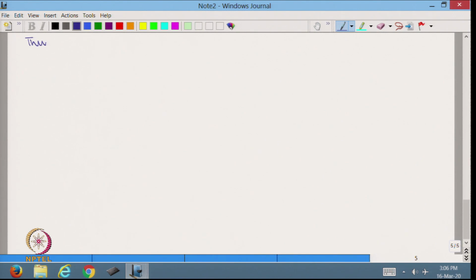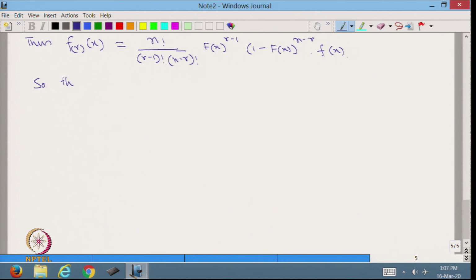Thus, f_r(x) is equal to factorial n upon factorial r minus 1 into (n minus r) factorial, F(x) to the power r minus 1, 1 minus F(x) to the power n minus r into f(x). So, this is an easy way to remember the formula.